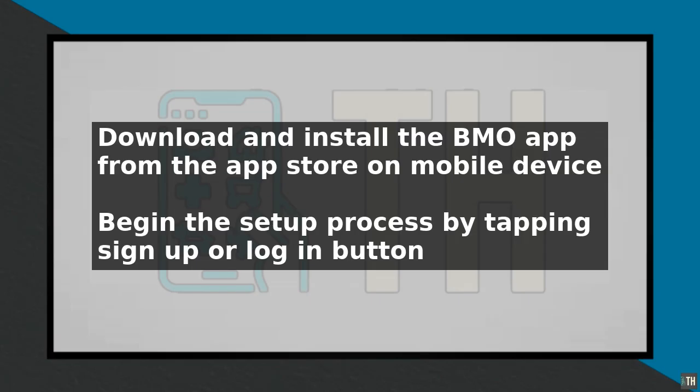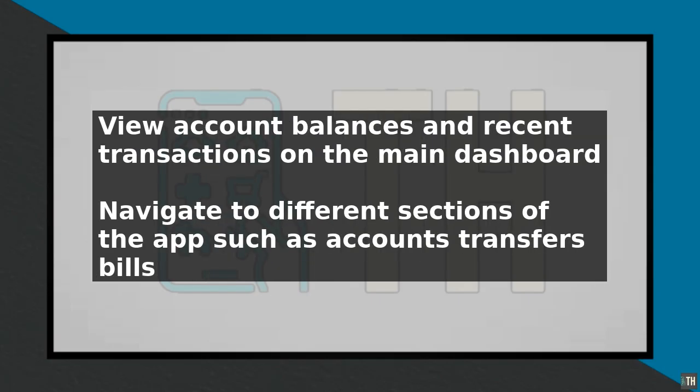To get started, you will need to download and install the BMO app from the App Store on your mobile device. Once the app is installed, you can begin the setup process by tapping the Sign Up or Login button. If you are an existing BMO customer, you can log in with your online banking credentials. If you are new to BMO, you can sign up for an account directly through the app.